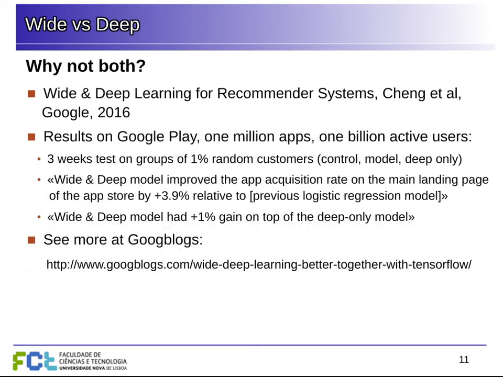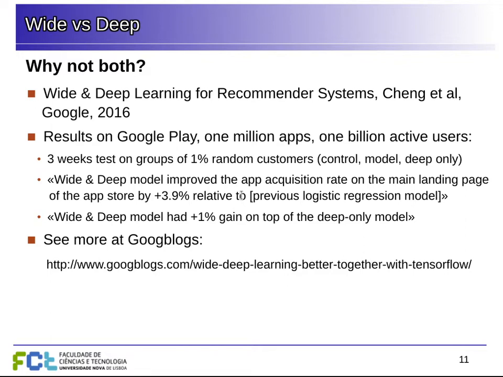They tried this on the Google Play site, on 1 million apps and with 1 billion active users. They tested on just a small percentage of the customers at the time, but they managed to have some gains by combining the two models. They gained almost 4% on the number of purchases. This is a recommender model: when someone is looking at an app or buying an app, it recommends another one that the model thinks the person is likely to buy. And this kind of improvement in sales really translates to a lot of money.